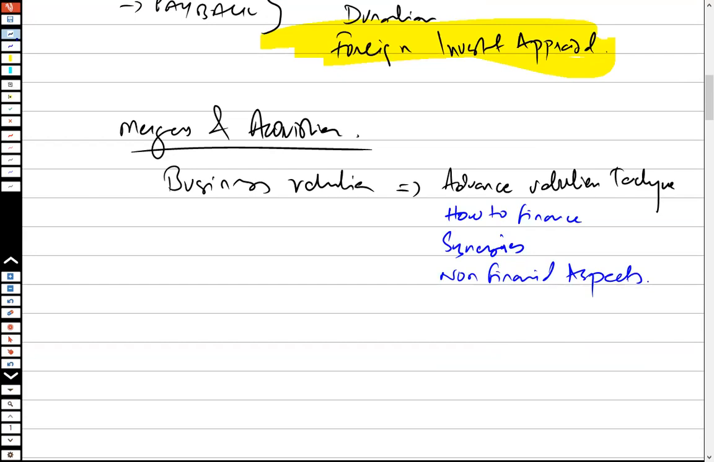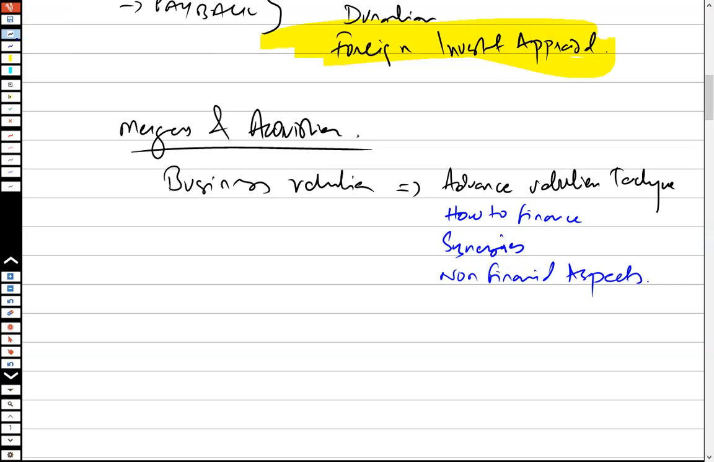If I talk about these non-financial factors, what are they going to be? How would it impact the culture of our entity? How would it impact the other factors? How would it impact our competitors? How would it impact our staff, etc.? A lot of things that you would have to consider.